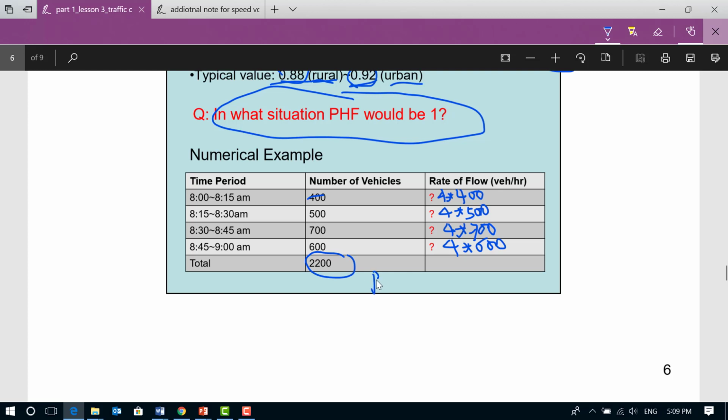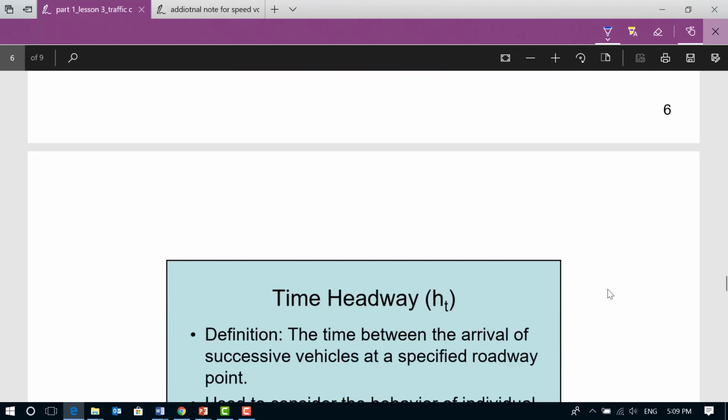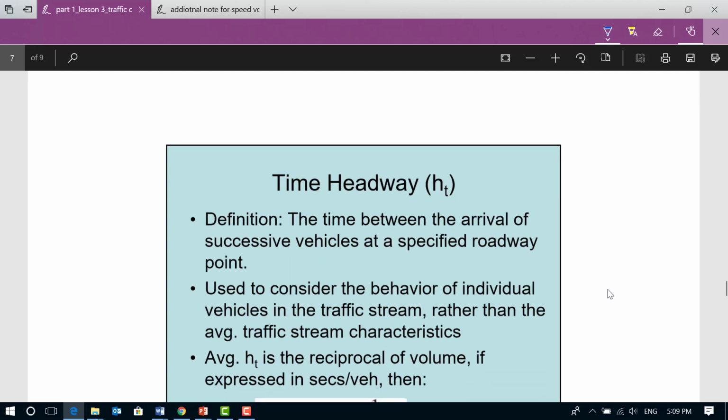The PHF will be equal to, based on our discussion, the volume, 2200, divided by 4 times the peak rate of flow, which is this one, 2800. So that is our peak rate of flow. All right, so we are done with the peak rate of flow.